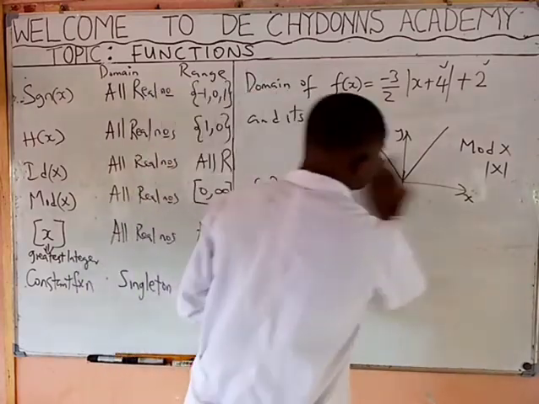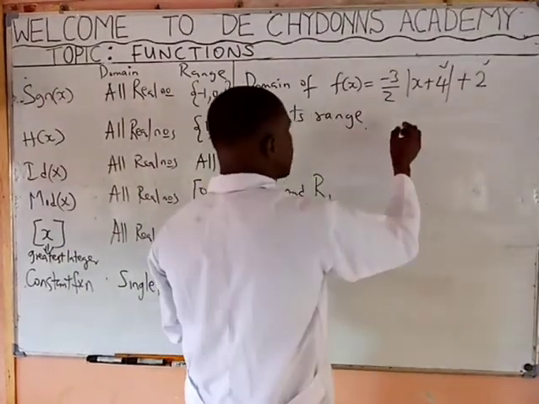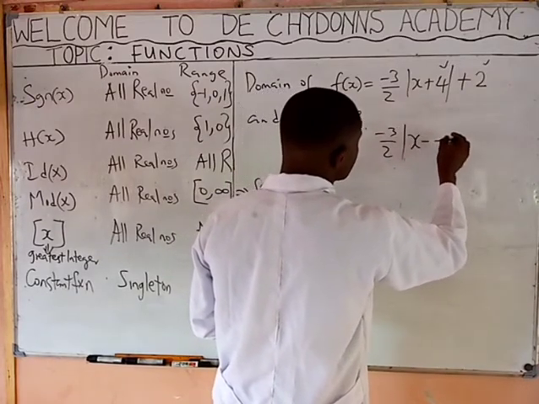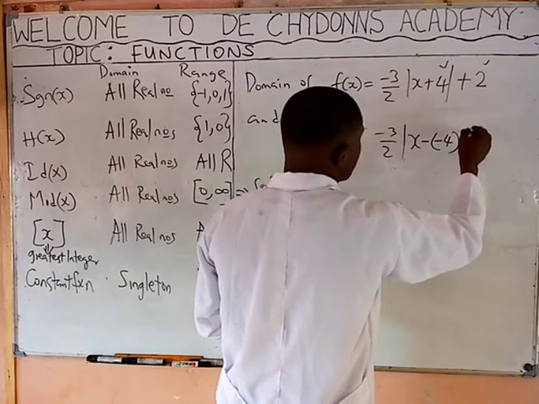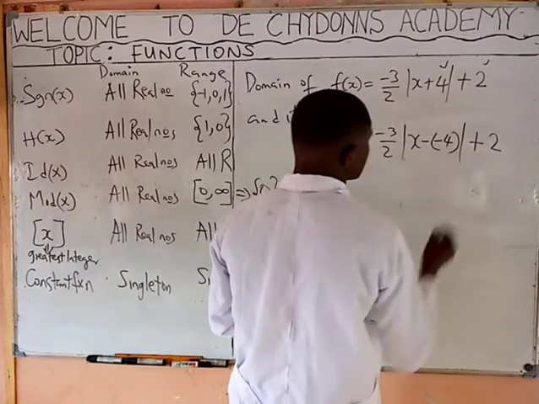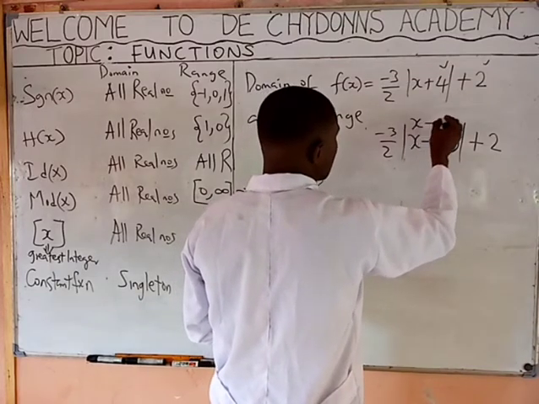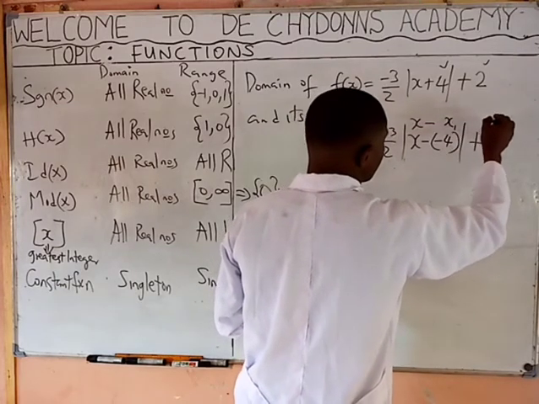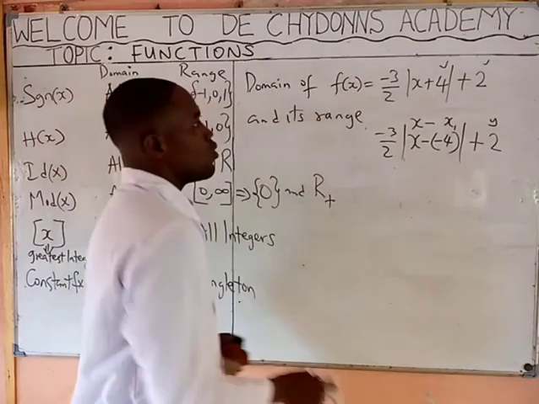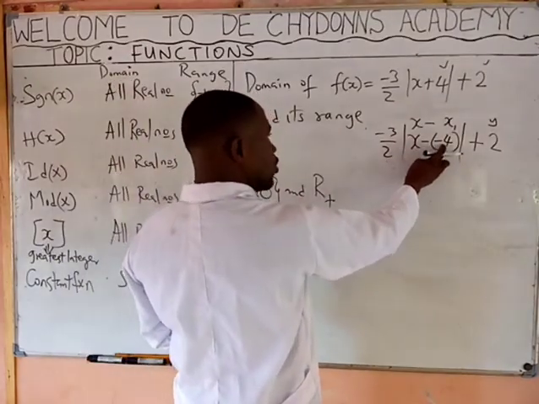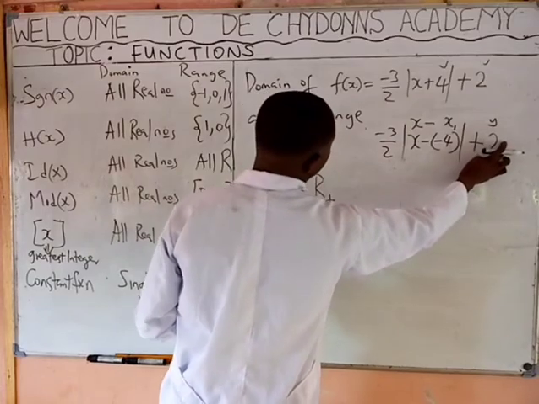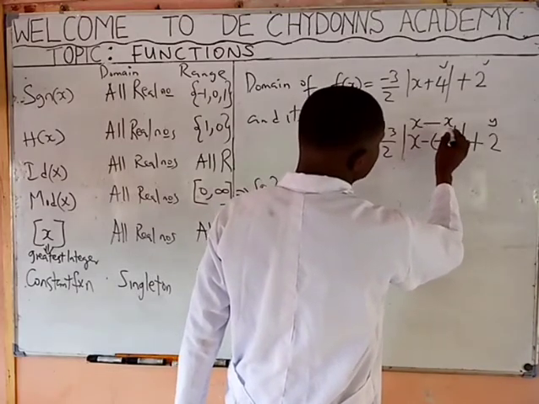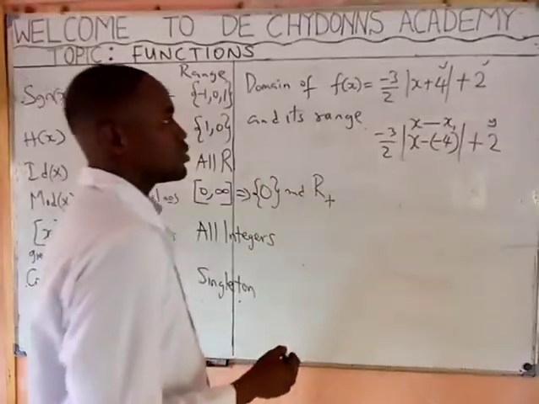How do we do that? You compare it with minus 3 over 2 x minus 4, then plus 2, where you say x minus l plus x minus the y. This is where it is located on the x-axis, and this is where it is located on the y-axis. So the formula is x minus x1, then y.